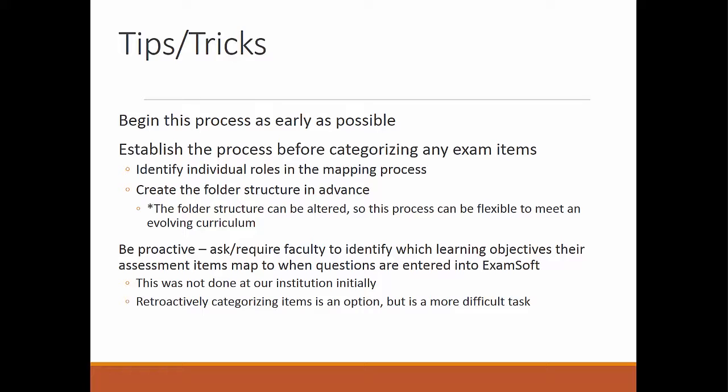Always establish the process before you start categorizing. So by that I mean identify roles. Who's going to be the person doing the categorizing? What's going to be your methodology? We do something really simple here. We make Excel spreadsheets with our learning objectives and course goals, and we have faculty just fill out a quick spreadsheet with a numbering system we create. They send it back to us, and then we manually put it in.